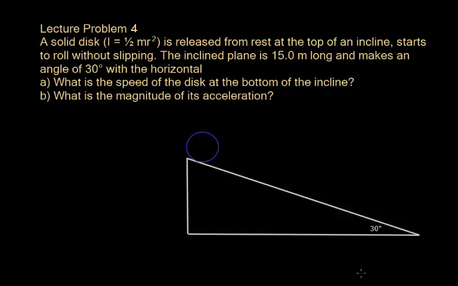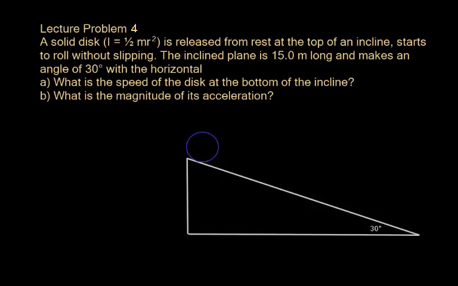Lecture problem 4. A solid disk that has a moment of inertia that equals 1/2 mr squared is released from rest at the top of an incline, starts to roll without slipping. The inclined plane is 15 meters long and makes an angle of 30 degrees with the horizontal. A. What is the speed of the disk at the bottom of the incline? B. What is the magnitude of its acceleration?